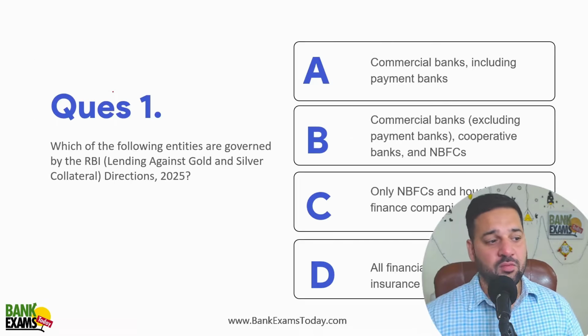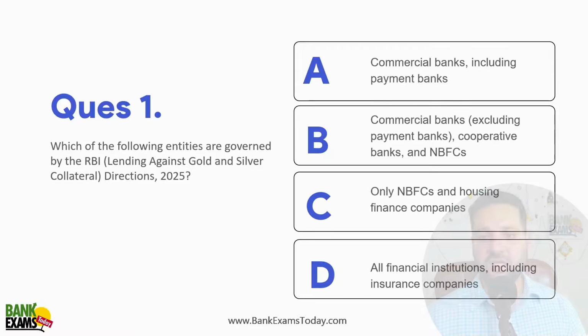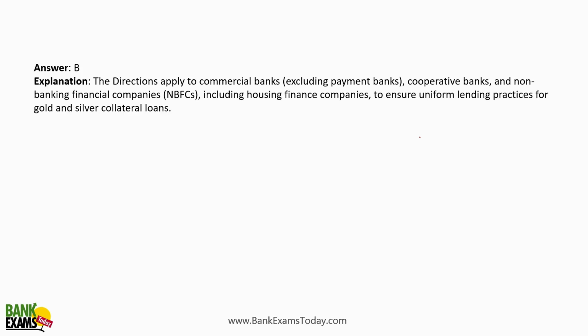ओके, मूव फॉरवर्ड, आगे बढ़ते हैं विद क्वेश्चंस. पहले क्वेश्चन पे आते हैं. विच ऑफ द फॉलोइंग एंटिटीज आर गवर्न्ड बाय द आरबीआई लेंडिंग अगेंस्ट गोल्ड एंड सिल्वर कोलेट्रल? ये किस किस पे लगता है? ये देखिए, एक्सक्लूडिंग पेमेंट बैंक, कमर्शियल बैंक, कोऑपरेटिव बैंक, एनबीएफसी, सब पे लगता है. पेमेंट बैंक पे ये गाइडलाइंस नहीं लगती.